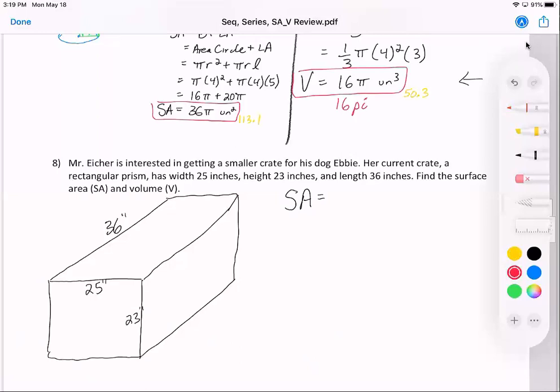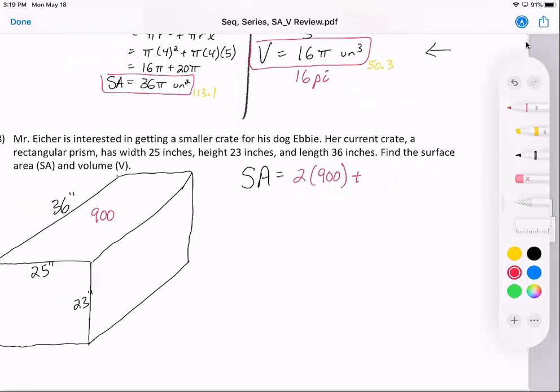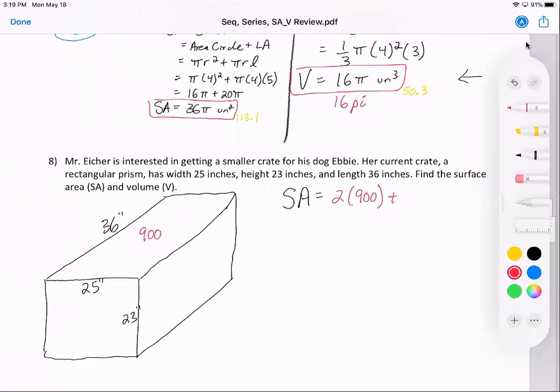So the top and the bottom are going to be the same. So that's 25 by 36. So the top is 900 square inches. And the bottom would also be 900. So 2 times 900. So that's the top and bottom. The front and the back are going to be the same. So 25 by 23 is 575. So we have 2 of those, 2 575s.